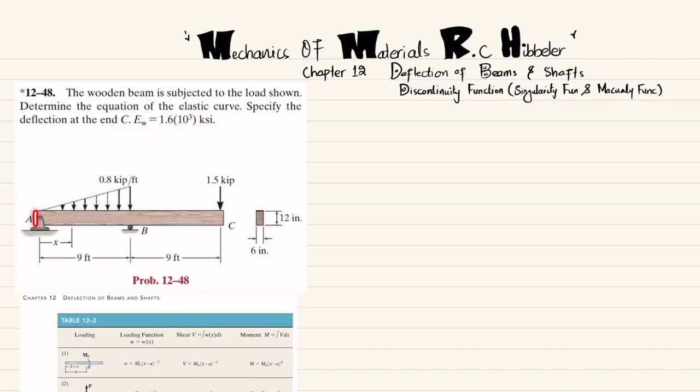So you can see this is the wooden beam that is overhanging beam, and from point A to B there is a triangular load or uniformly increasing load that is 0.6 kips per feet, and at point end C we have 1.5 kips load. The cross section of this beam is shown. Width is 6 inch and height is 12 inch. So let's start with the solution.